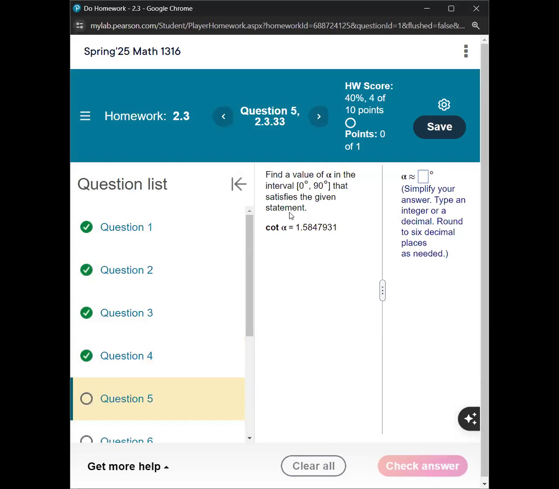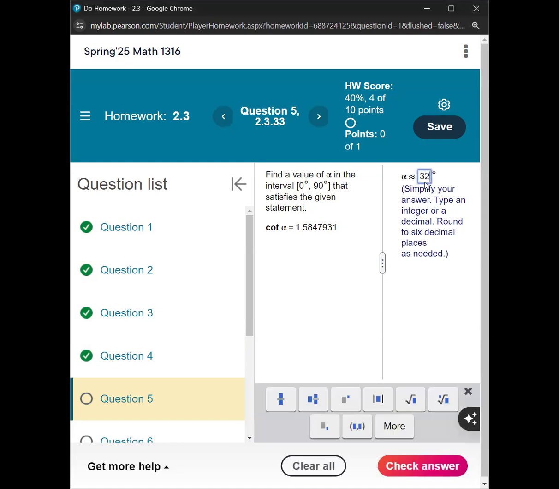Again, find the value of alpha in this interval which has the cotangent of alpha given as this. Since we have the cotangent value, the function I need is now arc cotangent, or cotangent to the -1 power. The value which is given is 1.5847931. It still wants 6 decimal places. So the expected answer is 32.251811.